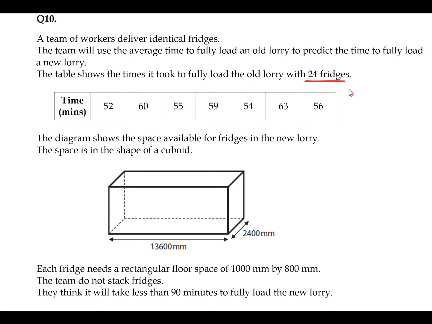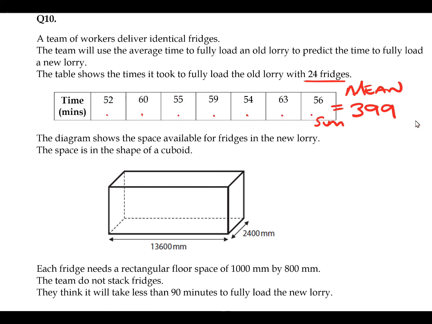So we need to work out the average, which we know as the mean. So we're going to add these together to get the sum. So that's a total time of 399 minutes, and there were 7 bits of data. So 399 divided by 7 tells us that the mean time, the average time, is going to be 57 minutes to load 24 fridges.